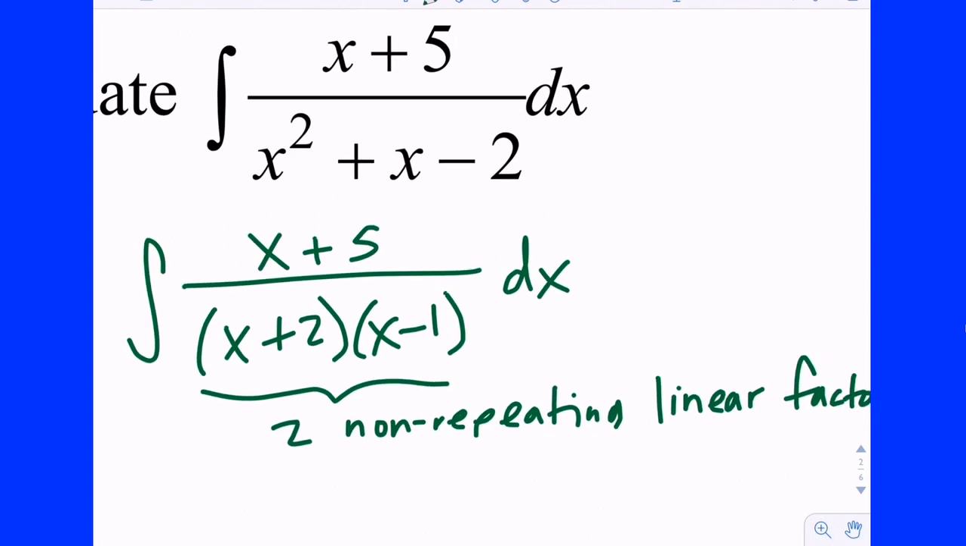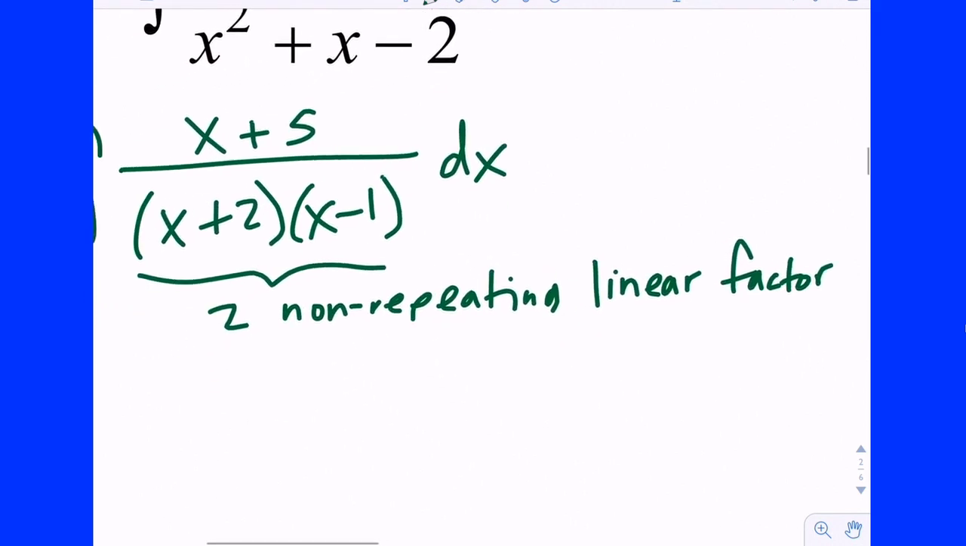Non-repeating means that both of their exponents are to the first power. If one of them was squared or cubed, that would be a repeating factor. It would have multiplicity greater than 1. And notice they're both linear, they're both x to the first. The Heaviside cover-up method only works for non-repeating linear factors, which is what the BC exam is going to expect you all to do. There are more sophisticated decomposition methods.